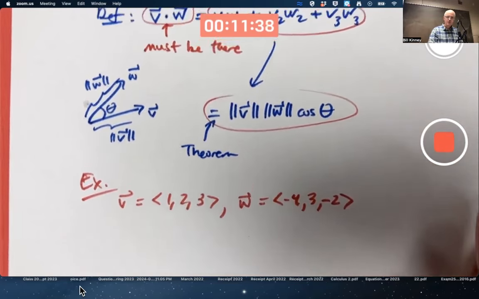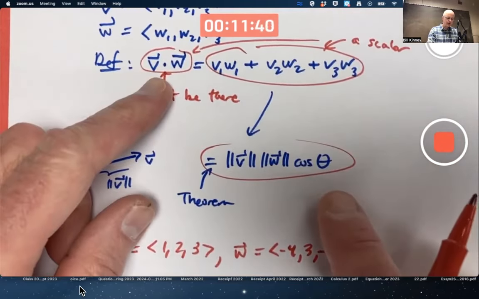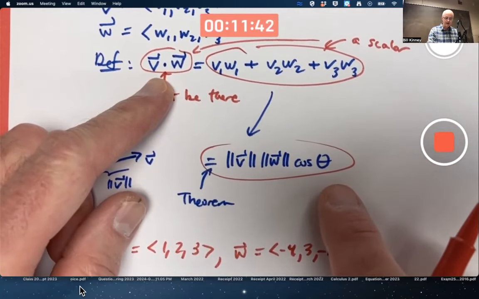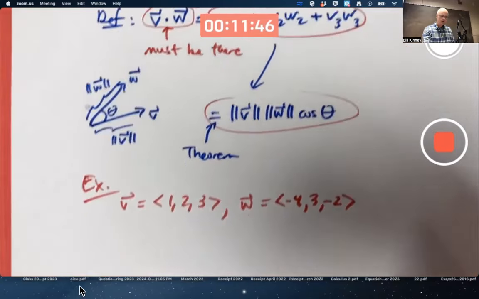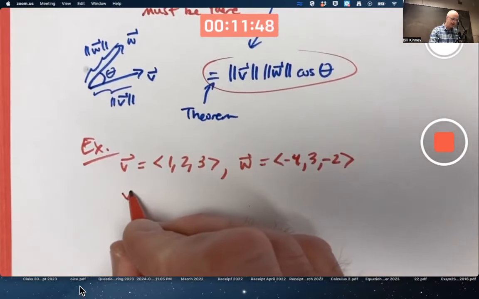So what do we have to do? We've got the equality between the dot product and this thing. We need to figure out the dot product, I guess, and we need to figure out these magnitudes. Compute the dot product, V dot W.